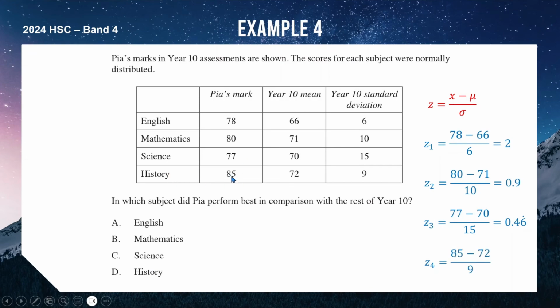History's calculation is 85 take away 72, being divided by 9, which gives us a z-score of 1.4 repeating. So from our results, it seems that compared to the rest of her cohort, Pia did the best in English and she did the worst in science. And we're trying to say which one did she do the best in. And the answer for that one is the first z-score, which is English. So it is a bit of a stitch up because you have to do 4 things for 1 mark, but it's a quick, simple little formula. And once you've used it a few times, you'll be very comfortable.